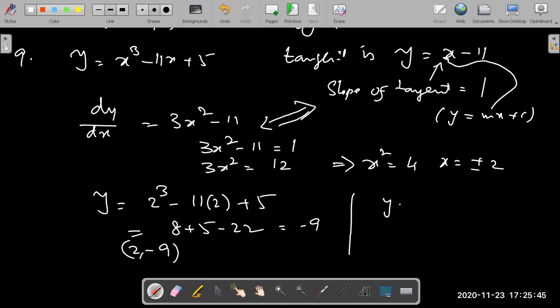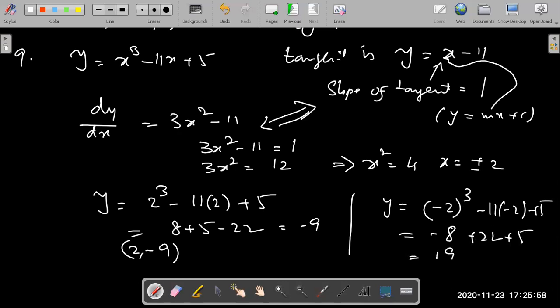The other point is y is equal to minus 2 whole cube minus 11 into minus 2 plus 5. So this is minus 8 plus 22 plus 5. 27 minus 8, this is 19. So the other one is minus 2 comma 19. So these are 2 points. So why are we stopping at maybe 1 point? We need to be checking whether both are possible or not.